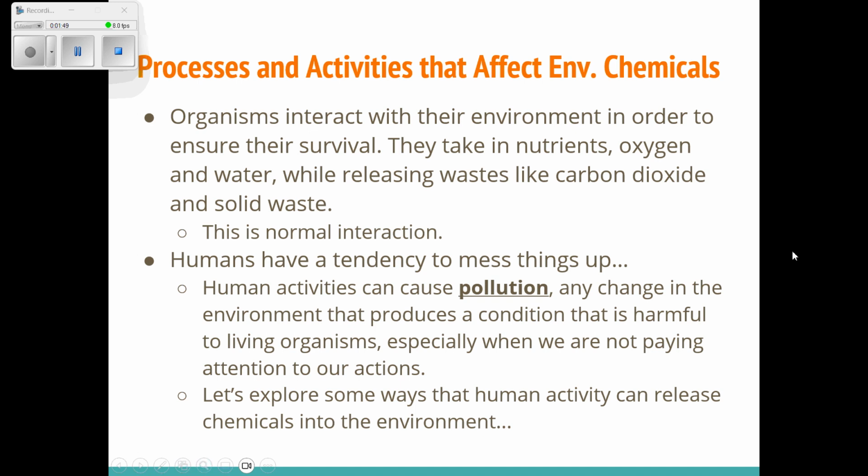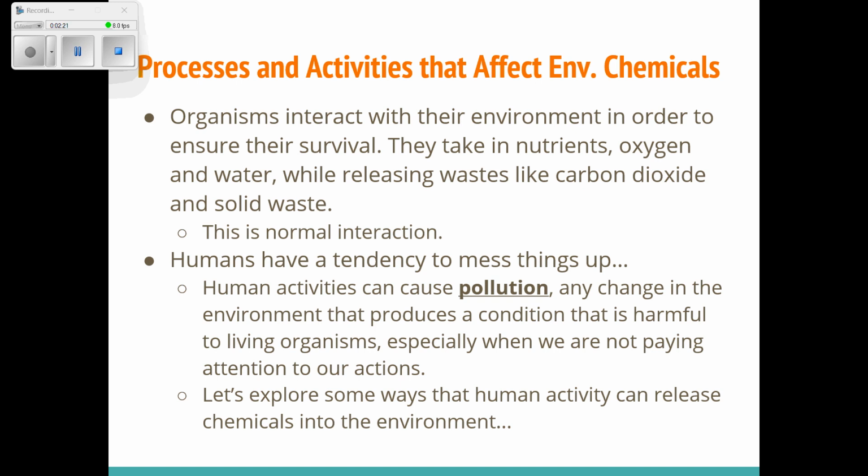Processes and activities that affect environmental chemicals. So organisms interact with their environment in order to ensure their survival. We talked about symbiosis in our first year. They take in nutrients, oxygen, and water while releasing waste like carbon dioxide and solid waste. This is a normal interaction. However, humans have a tendency to mess things up. So this unit is going to focus a lot on how humans are impacting the environment.